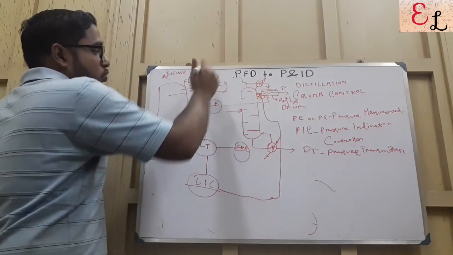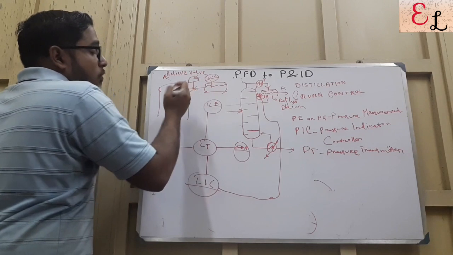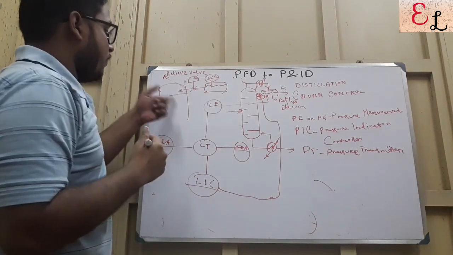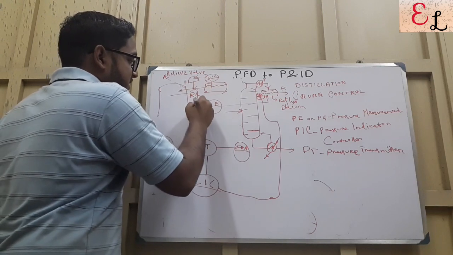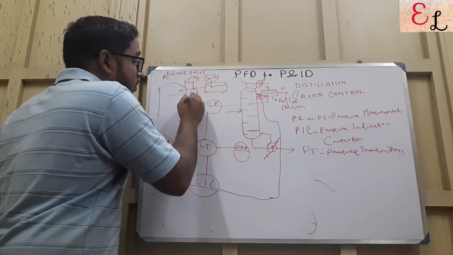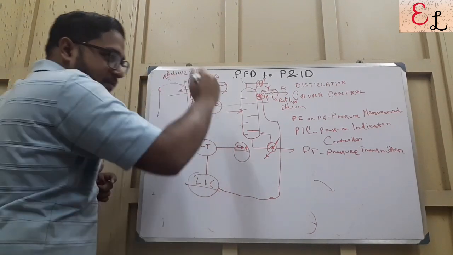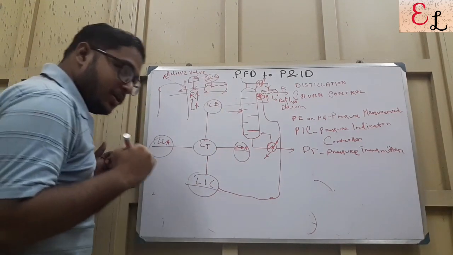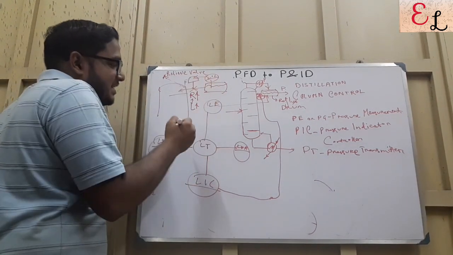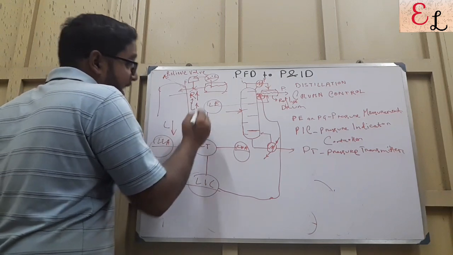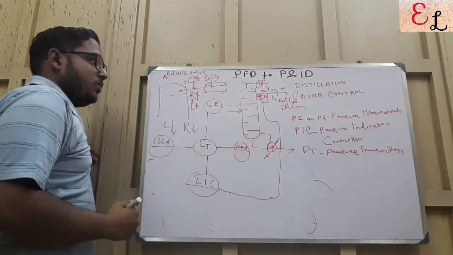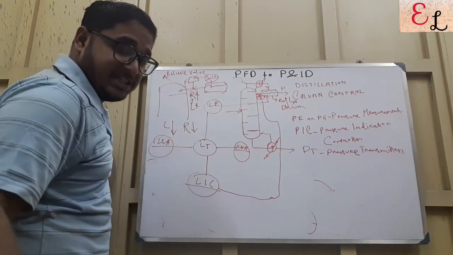So whenever the level shoots up, this valve will open up to allow extra liquid to flow in as reflux. So it increases the reflux. Whenever the level rises, the valve opens up to increase the reflux so that the level again falls down. If the level falls down, it decreases the reflux as well, so that the level can be brought back into the same position as it was.